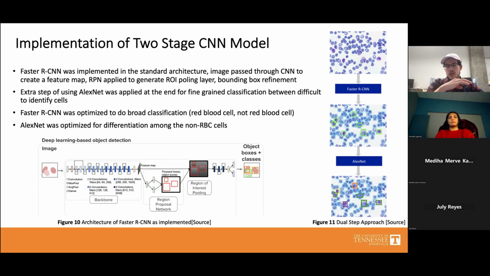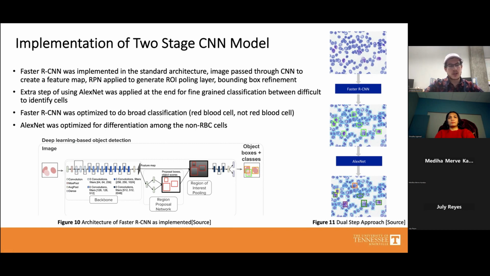And then what they actually did is they implemented a second CNN using AlexNet to further classify. So like a fine grain image analysis being like, we know these are all not red blood cells, but we don't actually know what they are. We're going to use AlexNet to determine exactly what they are. So this dual stage system is what they used for the image analysis.